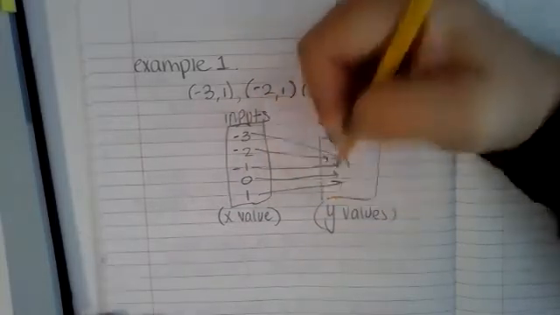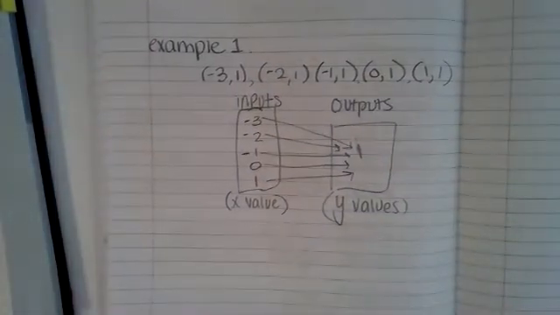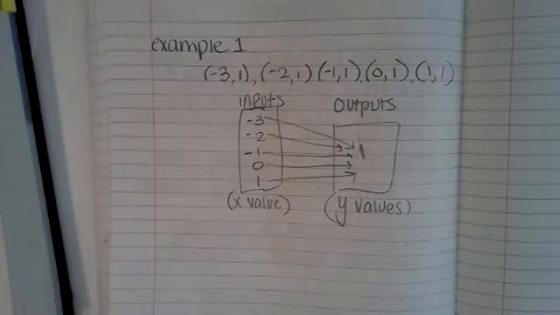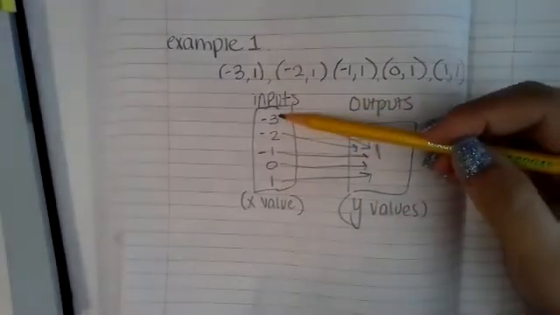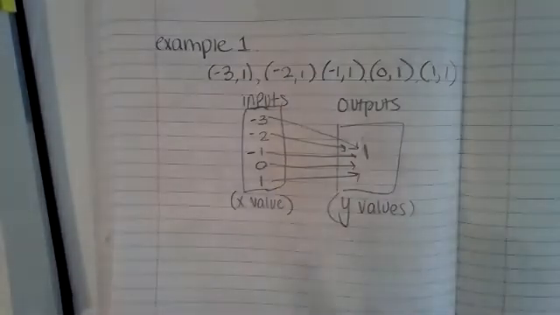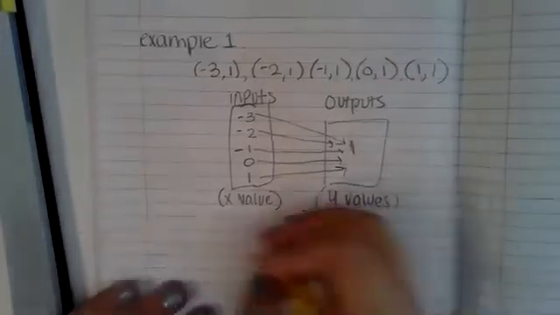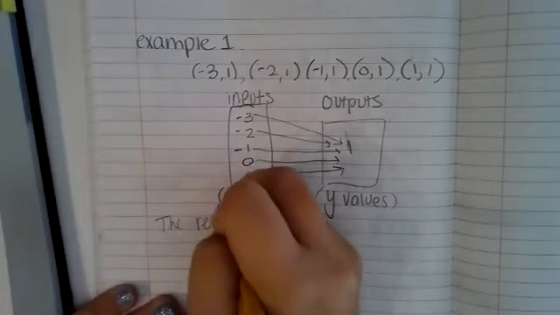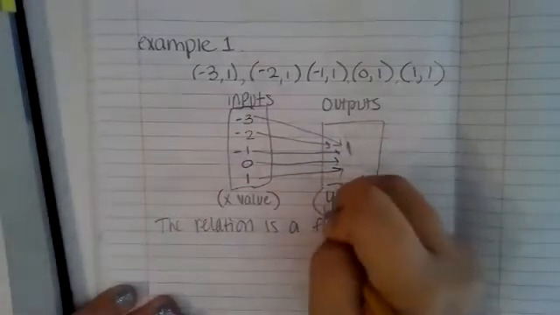So now we look at what a function is. The definition of a function is that it pairs the input with exactly one output. So does each input only have one output? When I look at my inputs, my X values, does each one of these only have one line going from it? I see some head nods. So the answer is yes. This is a function. So the relation is a function.